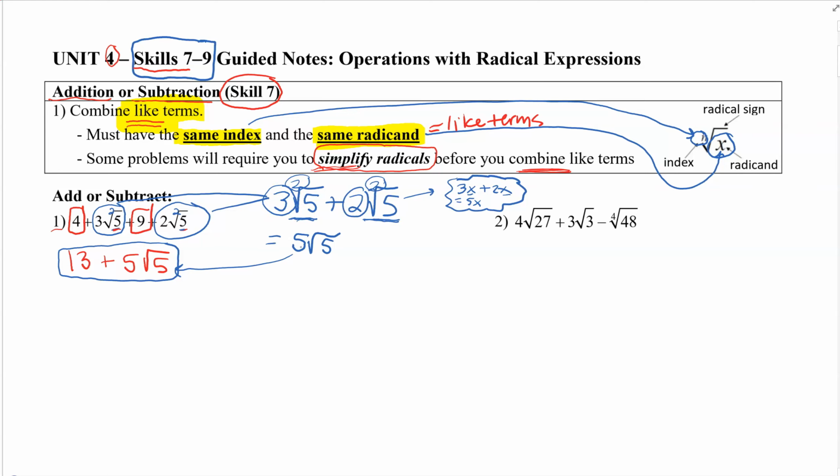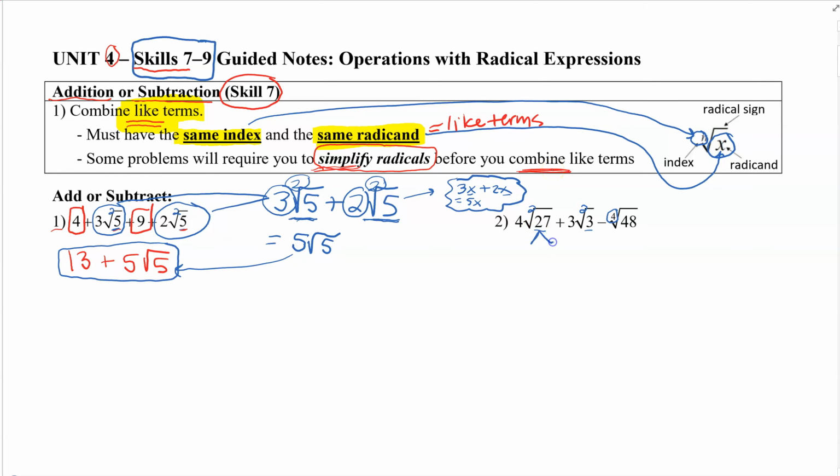Okay, so then looking at number 2, I can see a couple things. One, they all have radical expressions, okay? And not all of the radicals have the same index. So these are square roots here because there's no index written, so we know that those are square roots, whereas this right here is a fourth root. So right off the bat, I will not be able to combine the fourth root of 48 with these other two. Now, these square roots currently don't have matching radicands. They have 27 and 3. So this one will require some simplifying before I can combine like terms.